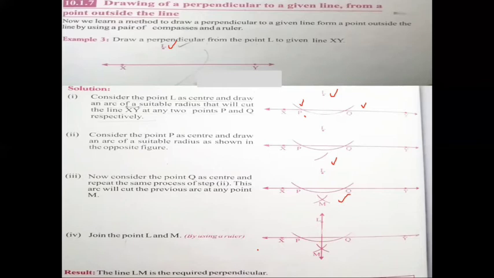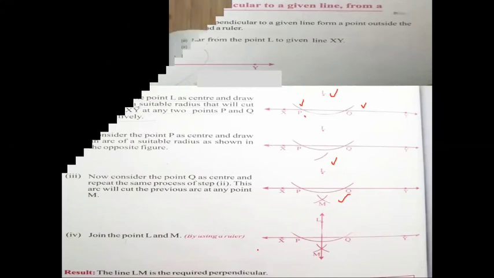Dear students, for this topic, we have to draw a perpendicular of the line where the point is out of the line. That will be considered as a center, and we have to draw a perpendicular bisector of the line XY. For this explanation also, I have attached a video. I hope that you will understand.